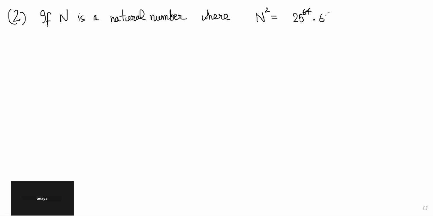Question 2 was: if n is a natural number where n squared is equal to 25 to the power 64 times 64 to the power 25, again, you have to find the sum of the digits of n. Okay.